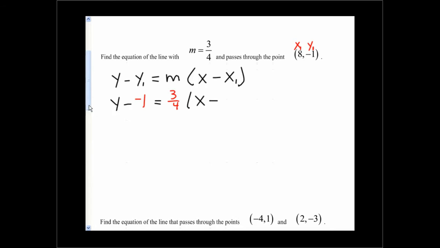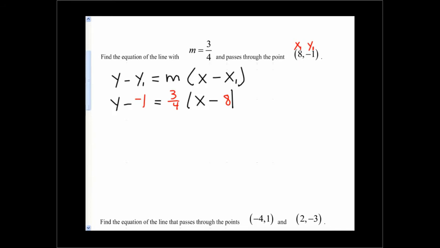The next example is: find the equation of the line with a slope of 3/4 that passes through the point (8, -1). So here we're going to use the point-slope form of a line, which is y minus y sub 1 equals m times x minus x sub 1. And our ordered pair will be our x sub 1, y sub 1. So substituting into our formula here, we'll have y minus a -1 equals our slope 3/4 times x minus 8.